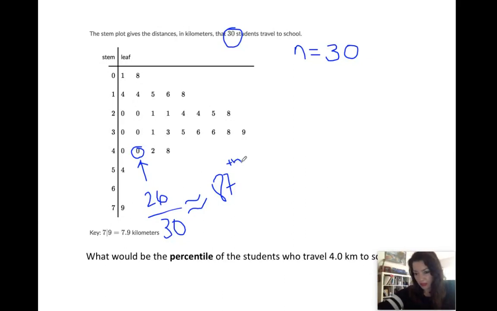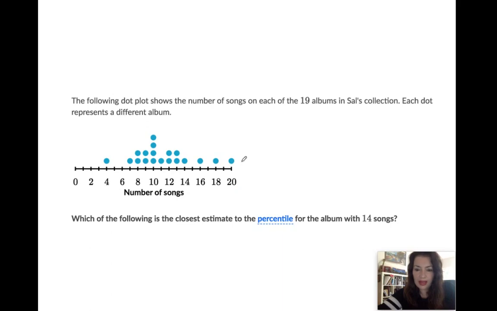All right, let's go ahead and look at this problem. If you want to pause this and try this on your own, then go ahead and do so and see if you can get this correct. It says the following dot plot shows the number of songs on each of the 19 albums in Sal's collection. Each dot represents a different album. So we have 19 albums total, and we want to know the percentile of the album which contains 14 songs. Well, here are 14 songs right here.